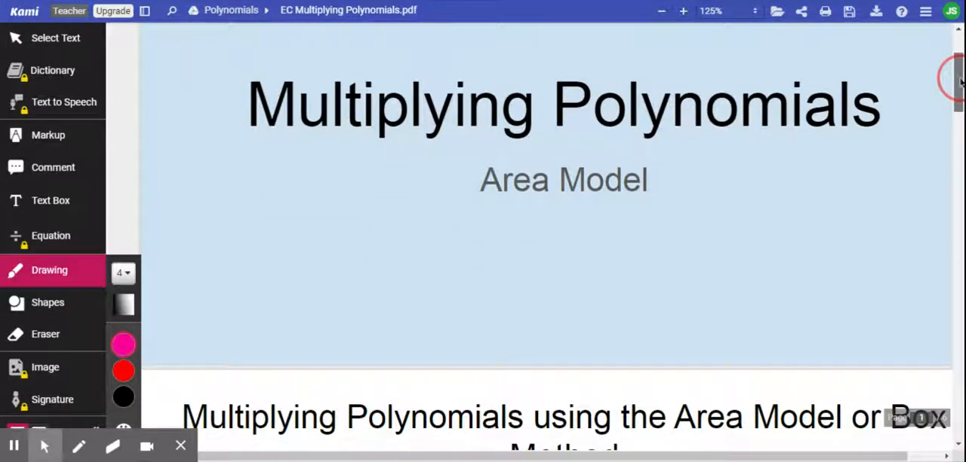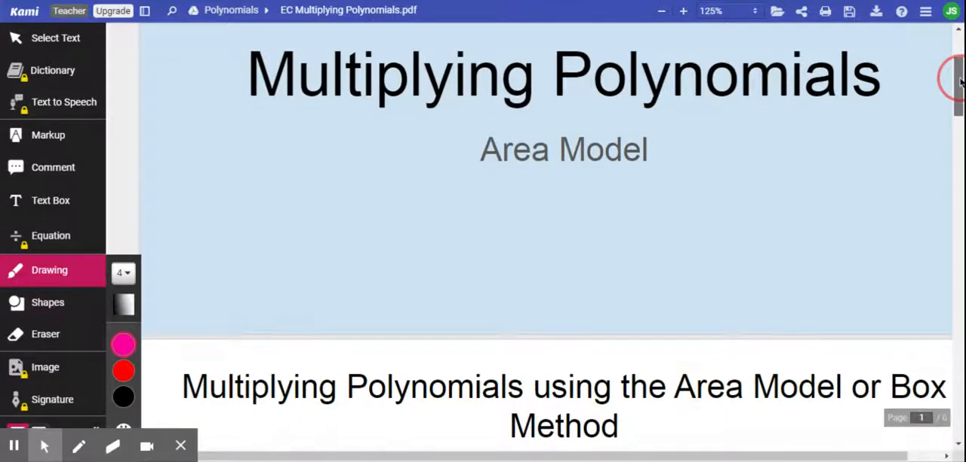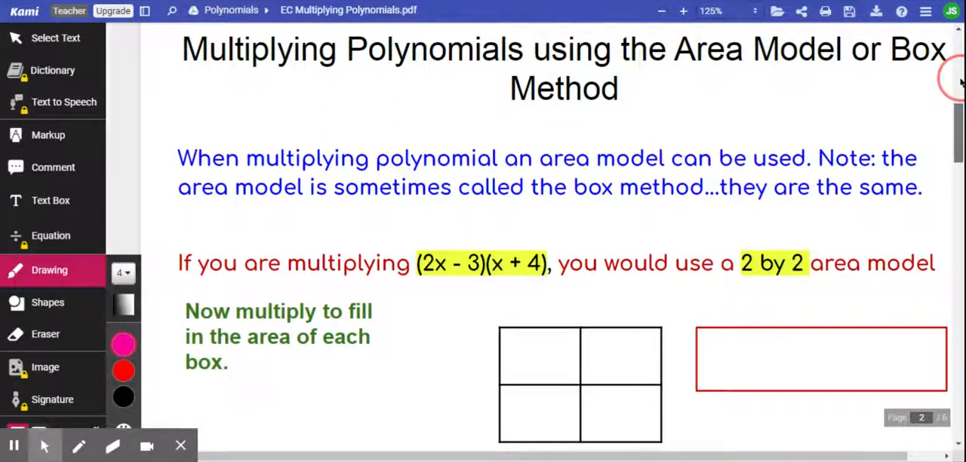So we're going to look at four different examples because they're all a little bit different, including one that's a word problem, just to help you set those up. So first thing here on this slide, we have multiplying polynomials using the area model or box method. Those two names are used pretty interchangeably. Sometimes you might hear somebody say area. A lot of times I just call it the box method, but they do mean the same thing.